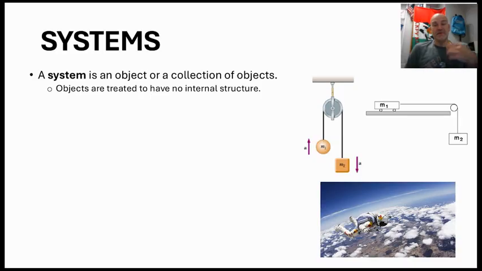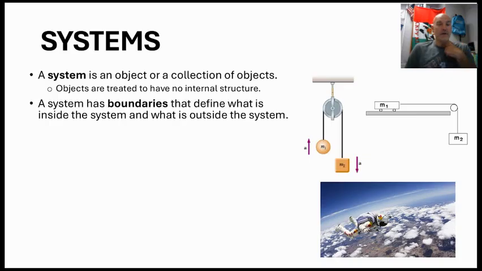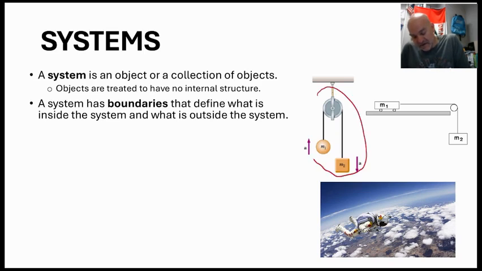A collection of objects would be what you kind of see here to the right. These are what are called Atwood machines. And so you have two masses hanging off these pulleys. And so those are what we call a collection of objects. And so what happens is the system will have a boundary, and that boundary defines what is inside and what is outside. So to make these problems easier, right, it's like we take this and say this is our boundary. So anything inside that circle is what we're going to handle, and anything outside that circle now becomes external.